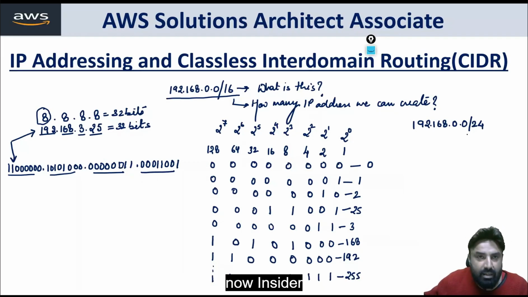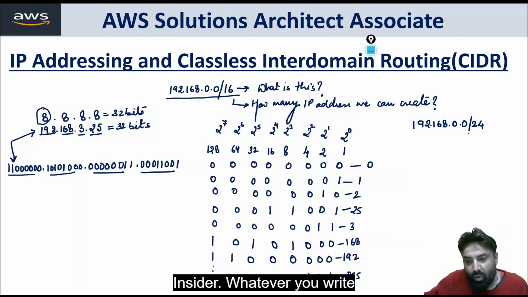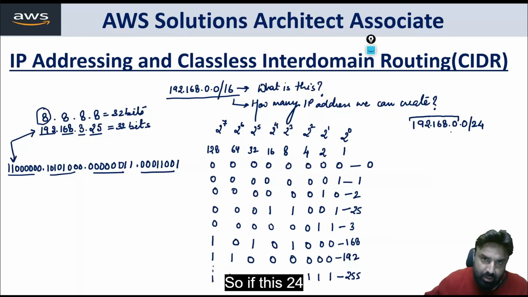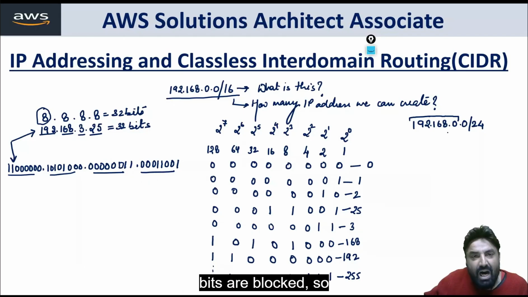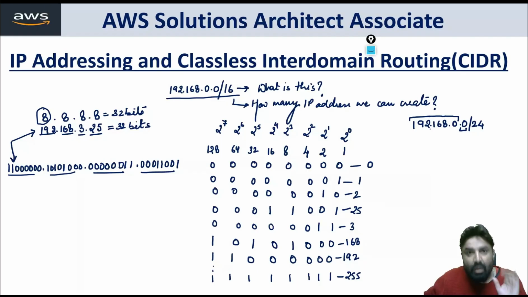Now, in CIDR, whatever you write after the slash, that number of bits are blocked. Again, I'm repeating, whatever you write after the slash, that number of bits are blocked. So if it is 24, then starting from the first, 8 bits are blocked, 8 bits are blocked, and 8 bits, so these 24 bits are blocked. So what is left? Only this can be changed. This will remain the same for all.